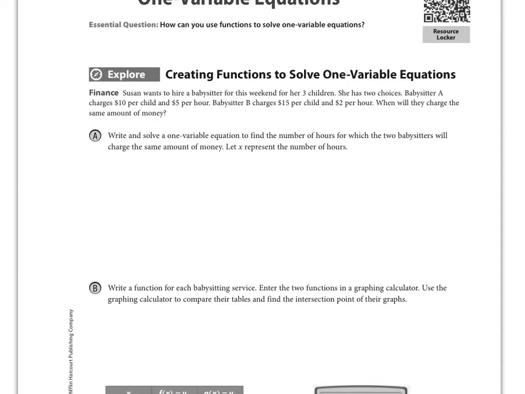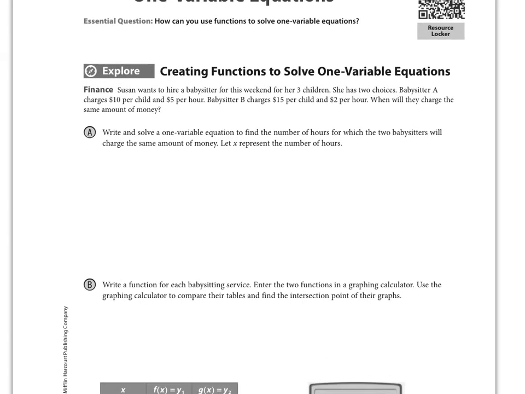Part A says we need to write and solve a one variable equation to find the number of hours for which the 2 babysitters will charge the same amount of money. We're going to let X represent the number of hours. So babysitter A. Babysitter A is $10 per child, $5 per hour.